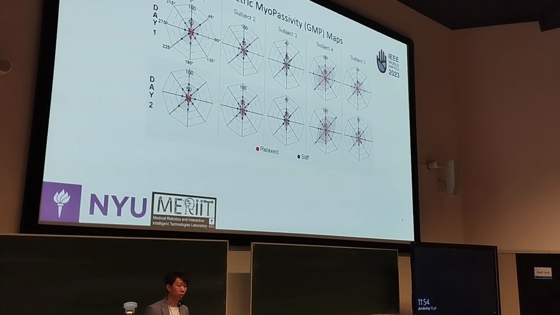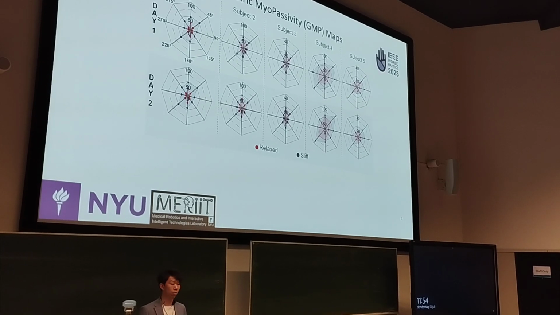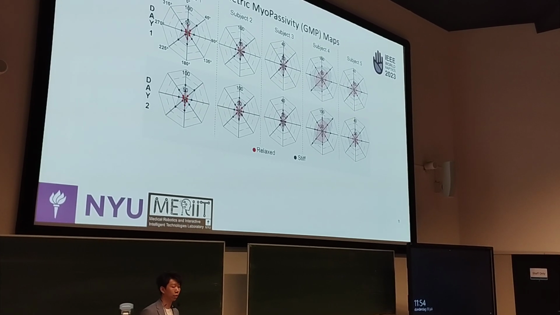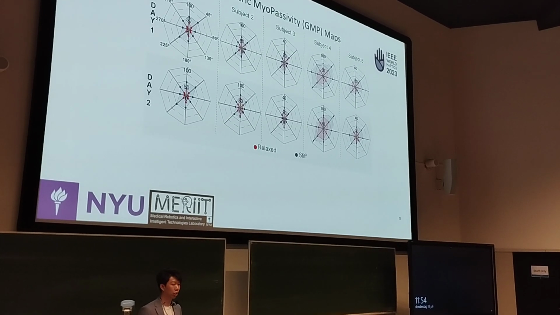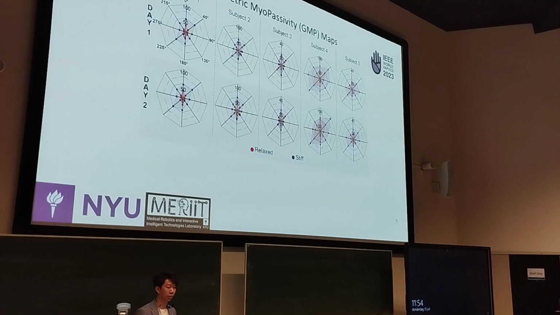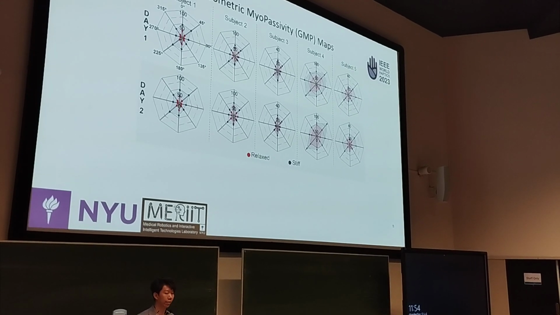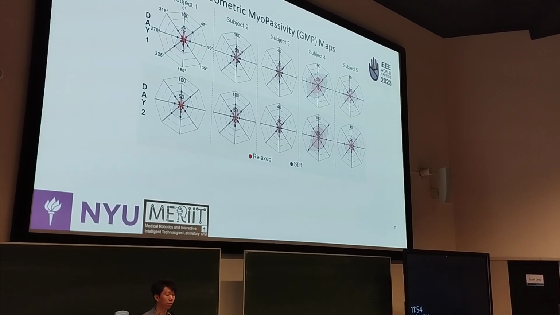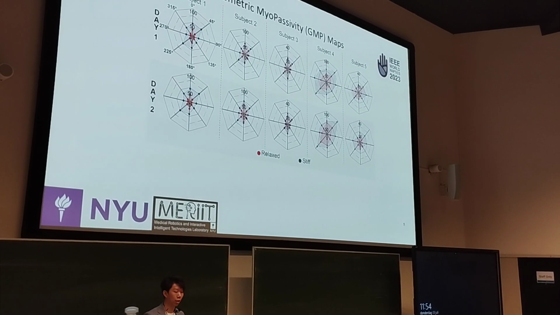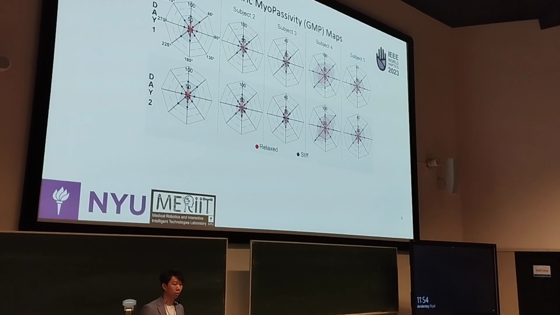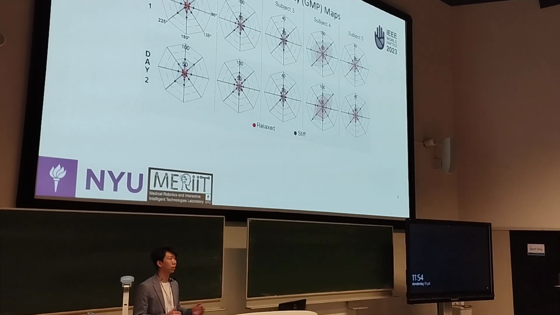The upper row is the result of the day 1 condition, and the lower row is the result of the day 2 condition. The blue dot is the excess of passivity of the stiff condition, and the red dot is the excess of passivity of the relaxed condition. Each column represents the interday map from a different subject. As can be seen, the excess of passivity values in different directions vary for each subject and between subjects.